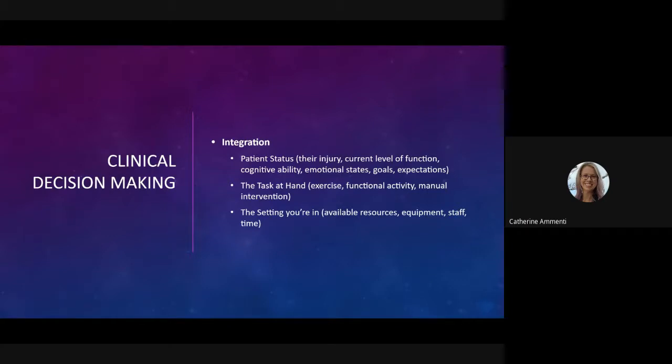So the definition of clinical decision making would be the integration of the following: patient status, which is their injury, their current level of function, their cognitive ability, their emotional state, their goals, their expectations. We're going to integrate that with the task at hand, which would be the exercise, any functional activity that you're having them do, or a manual intervention that you are going to use on them.